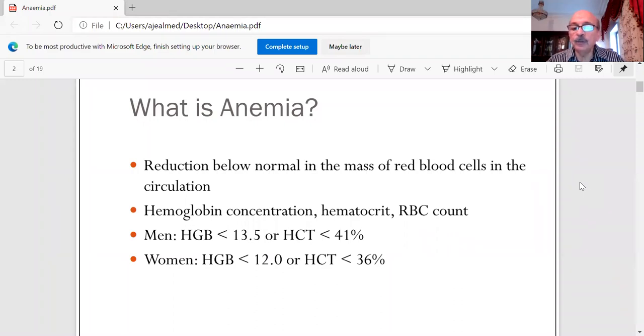Or if the hematocrit is below 41%. As you know, the hemoglobin normally is lower for a female. So a hemoglobin below 12 and a hematocrit below 36 in a female indicates anemia.